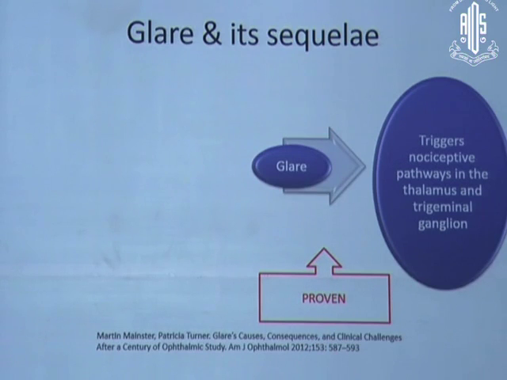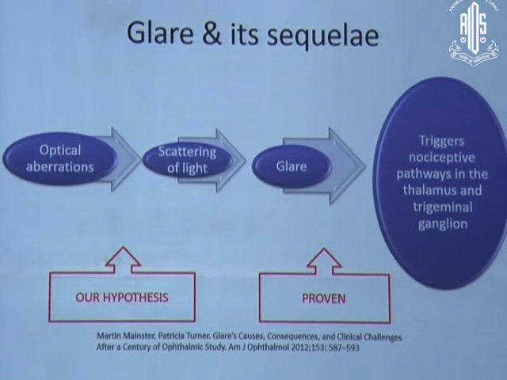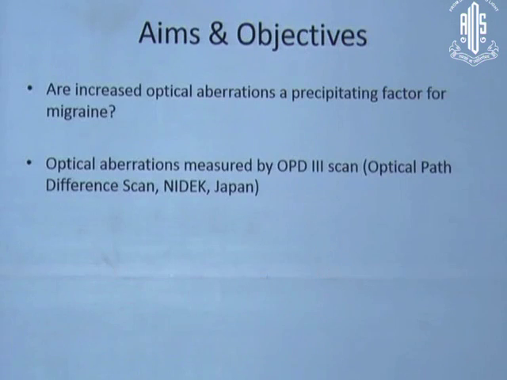What has already been proved in a paper by Martin Mainster is that glare can trigger nociceptive pathways, which itself can lead to a headache. So we are trying to go one step behind and show why this glare is coming. Is it because of optical aberrations that are causing scattering of light? So the aim of our study was to see whether optical aberrations were a precipitating factor for migraine.